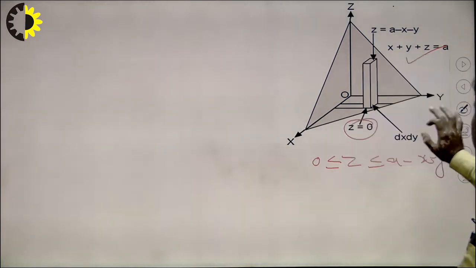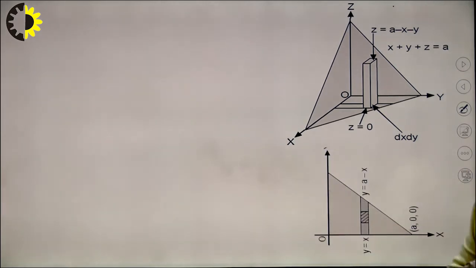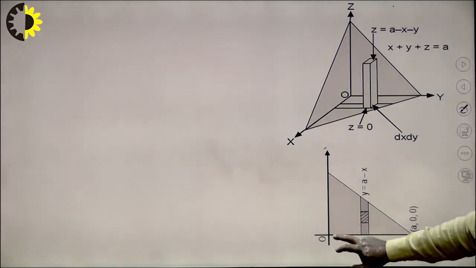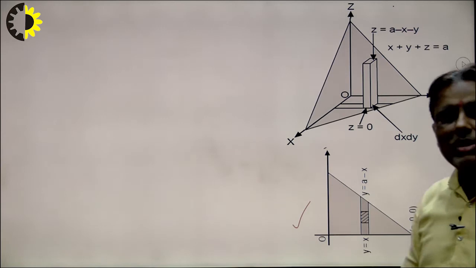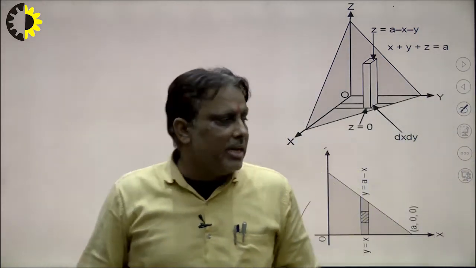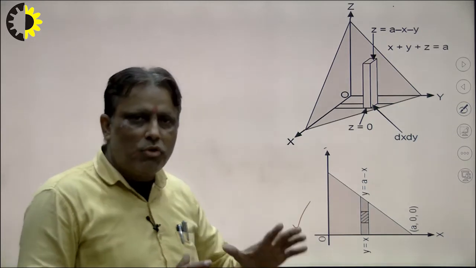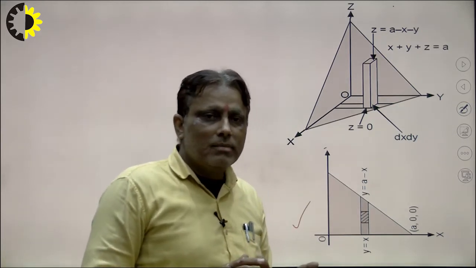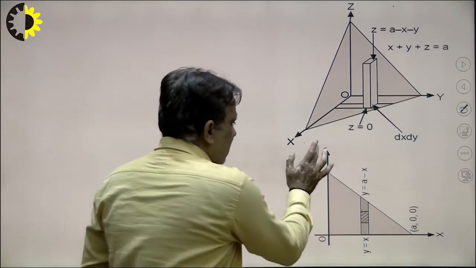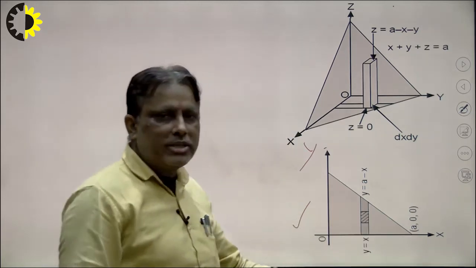Now the question is how to take the limit of x and y. So I draw the xy plane diagram here. Students, see very carefully, when we take the limit here, suppose I want to take the limit of y, so first of all we take the strip parallel to the y axis. So this is the y axis and this is the x axis. So how to take the limit?